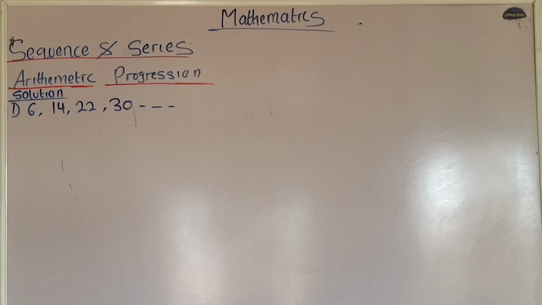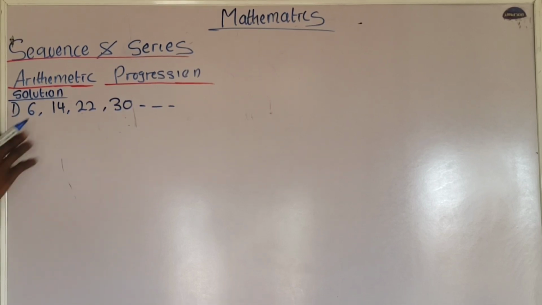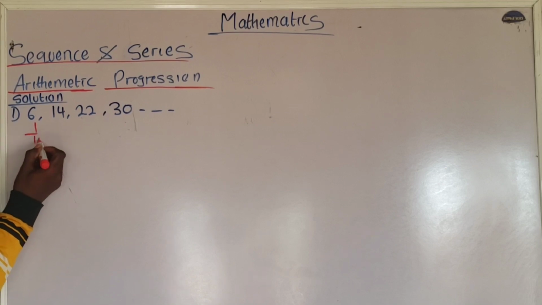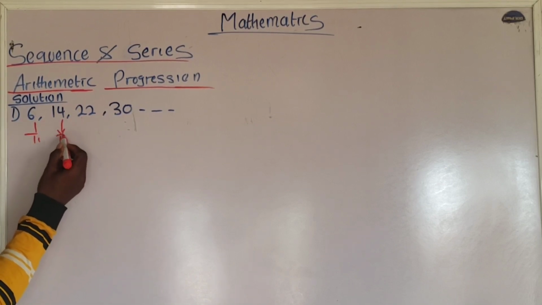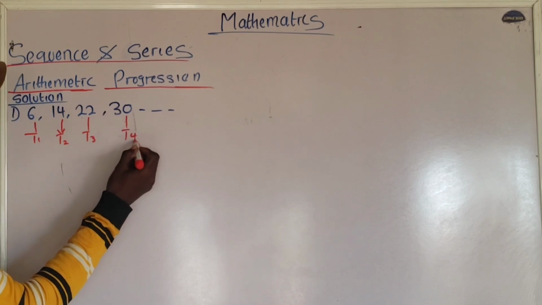Now, how do we determine the common difference of this AP? All you have to do is choose any two consecutive terms, the terms that follow each other. For example, if I choose 6, the term that follows 6 is 14, which is the second term. Just pay attention. This is the first term, which I represent as T1. This is the second term. This is the third term. And this is the fourth term, which is T4.